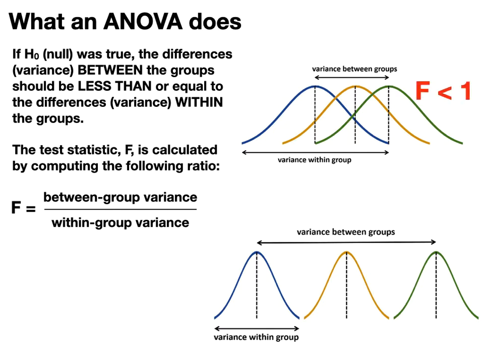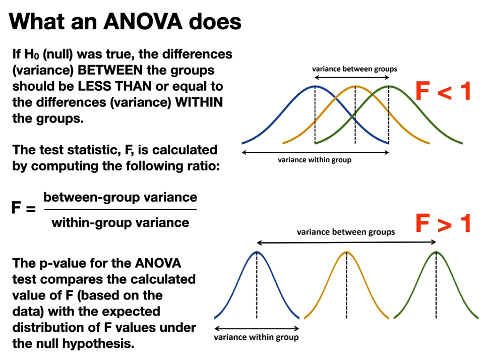And so the top situation is one where F is less than 1, because as you can see, the between group variance is relatively small and smaller than the within group variance. Whereas on the bottom, this is a situation where F is larger than 1. And the p-value for ANOVA compares the calculated value of F based on your data with the expected distribution of F under the null hypothesis.